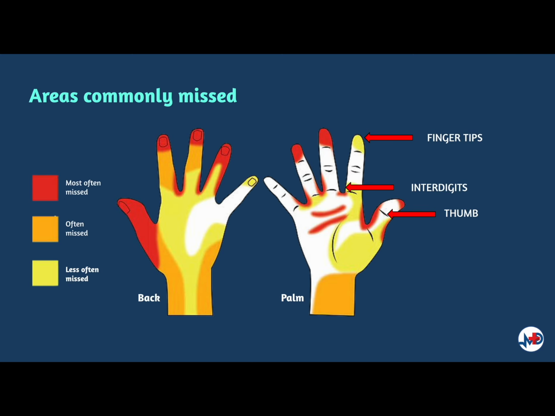The areas commonly missed are fingertips, interdigital areas, and the thumbs. So ensure you follow all the steps of hand washing and hand rubbing to ensure that these areas are not missed.